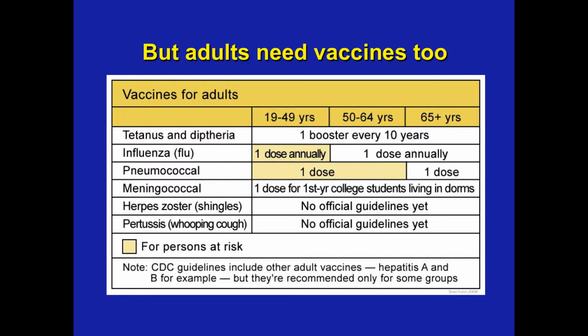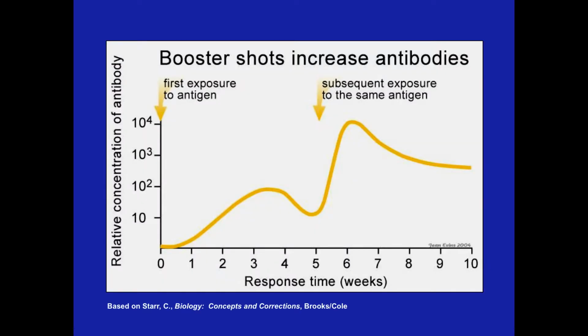Another one that's important is going to be for pertussis, whooping cough. Not so much because adults are at risk, but because children that those adults may be around are at risk, because young children are quite susceptible to pertussis, and it can be a very bad thing. We'll talk more about that in just a second.